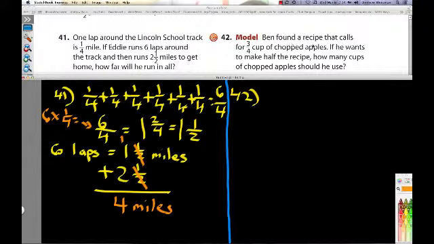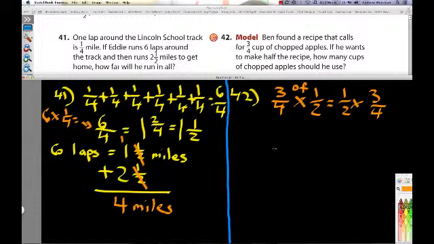Ben found a recipe that calls for 3/4 of a cup of chopped apples. If he wants to make half the recipe, that means he wants to, remember, of means times, half of it. How many cups should he use? Remember, of and times mean the same thing. So 1/2 of 3/4 could be written that way, or it's the same thing if you write it this way. It follows that commutative property.